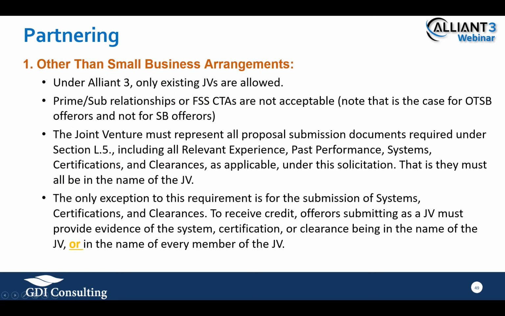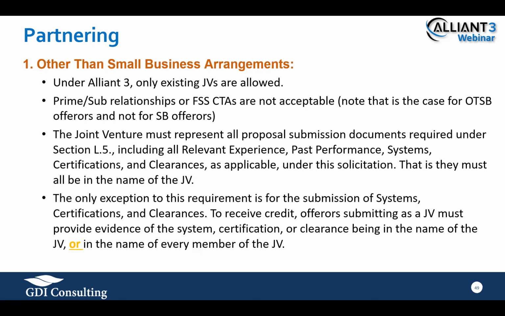So the first case is other than small business arrangements, so large businesses. Under Alliant 3, only existing JVs are allowed. Prime-sub relationships or FSS CTAs are not acceptable. Obviously, note that that is the case for other than small businesses, not for small business offerors. So we're talking about large businesses here.